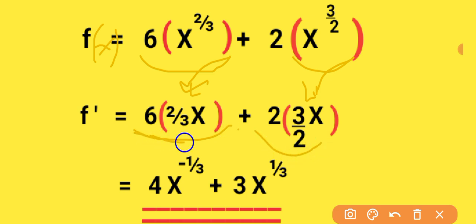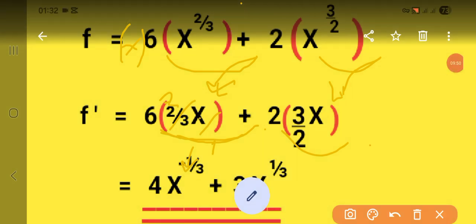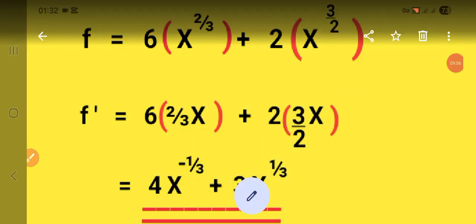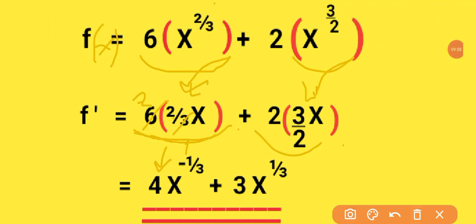So when we open the first bracket here, this one by 3 here, 3 divided by 3, we get 1. Then 6 divided by 3, we get 2. So this 2 times the 2 inside, we get 4. It will be 4x to power negative 1 out of 3, because the power was initially 2 out of 3. So that 2 out of 3, when we subtract 1 from it, we get negative 1 out of 3, which is this one here.